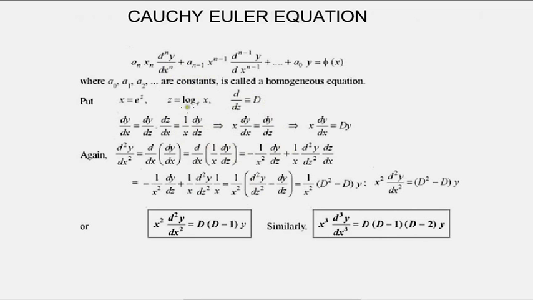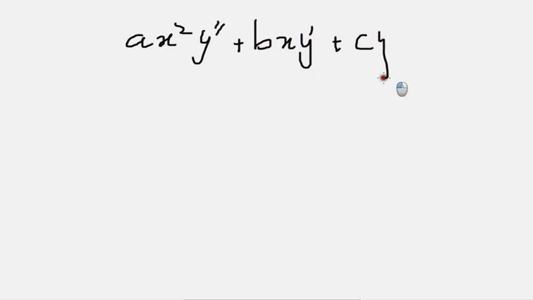can solve it. So let's say we have an equation in the form like this: ax square y double bar plus bx y bar plus cy equals 0. We can solve it using the Cauchy-Euler method. So you can see here that the degree of the coefficient equals the order of the derivative right here, and so we can easily solve it.